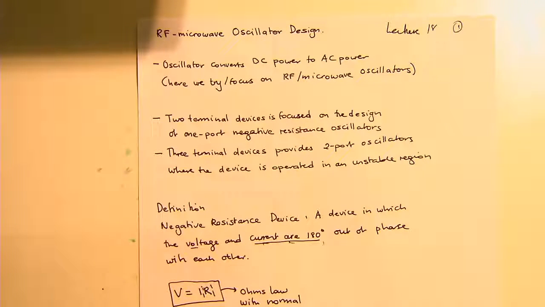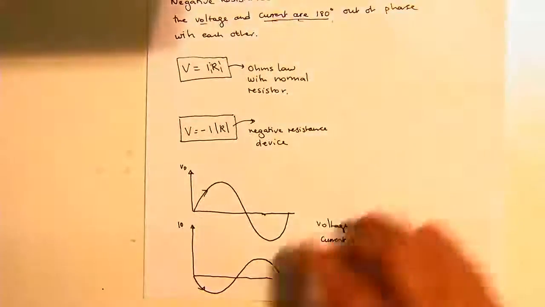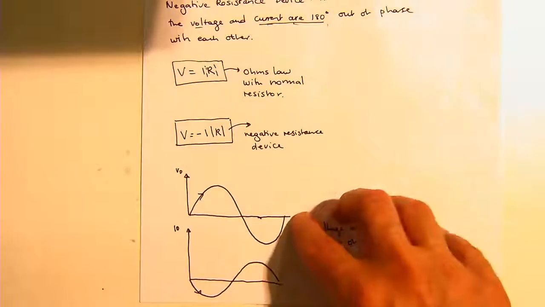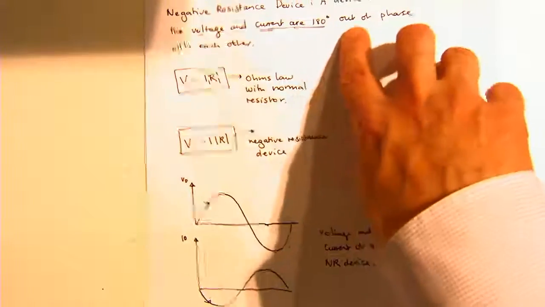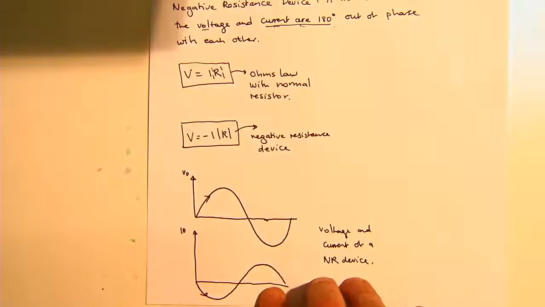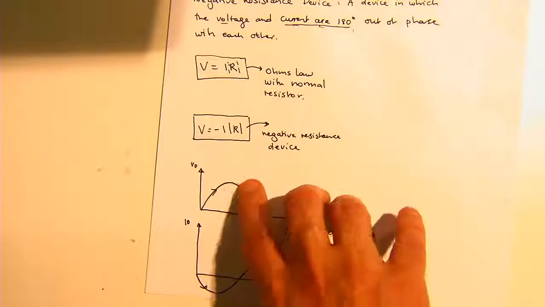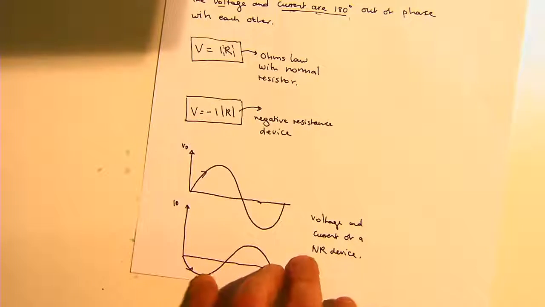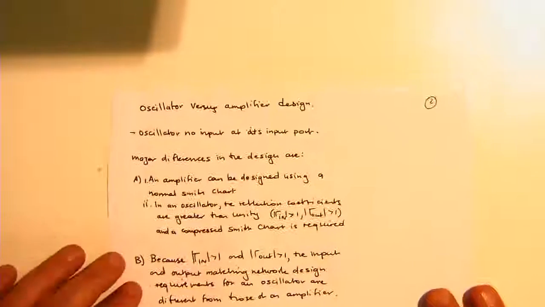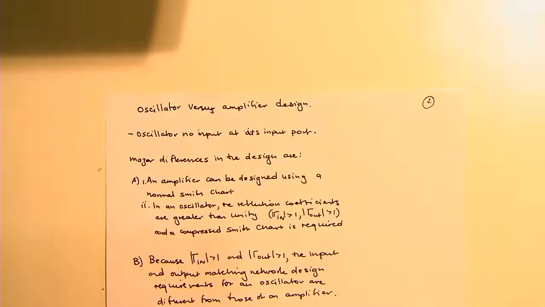All right, so here what I'm doing is just showing you what negative resistance is, when I'm talking about the voltage and current being 180 degrees out of phase. Essentially, if I've got the voltage, the current is just minus the voltage divided by some constant.